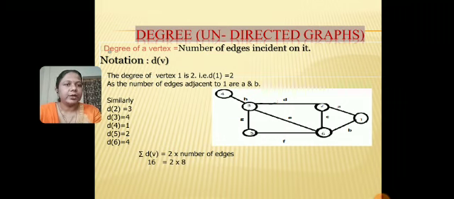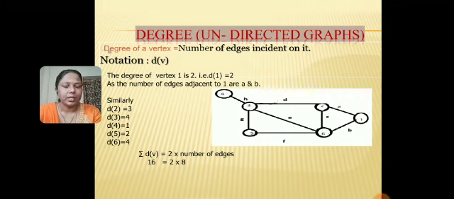Next is the degree of vertex 3. There are 4 edges incident on it. So the degree of vertex 3 is 4. Similarly, the degree of vertex 4 is 1 because only one edge is incident on 4. The degree of vertex 5 is 2 because only two edges are incident, which are F and G. And lastly, the degree of vertex 6 is 4 because there are 4 edges incident on 6, which are B, C, E and F.